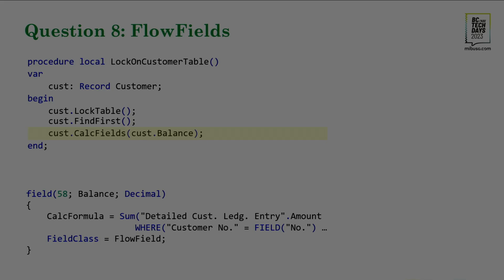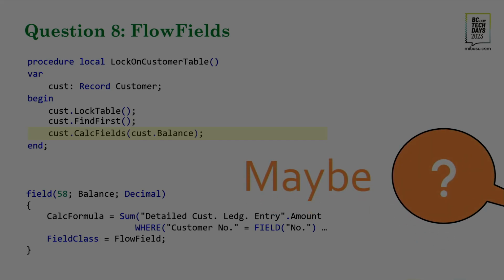Now, if we do it like this, so we do the LockTable on the customer, and then we do the CalcFields, do you think it is going to lock or not? Some of you guys are really good. And the answer here is maybe, because it depends. If there was a write operation on the detailed customer ledger entries, we will lock it by another method. If there wasn't, we will not. So here, we might end up with the lock or not.